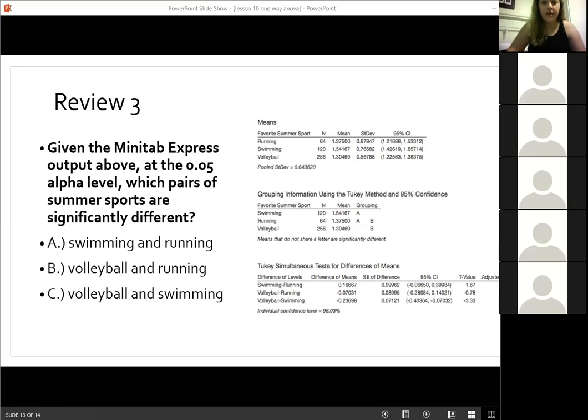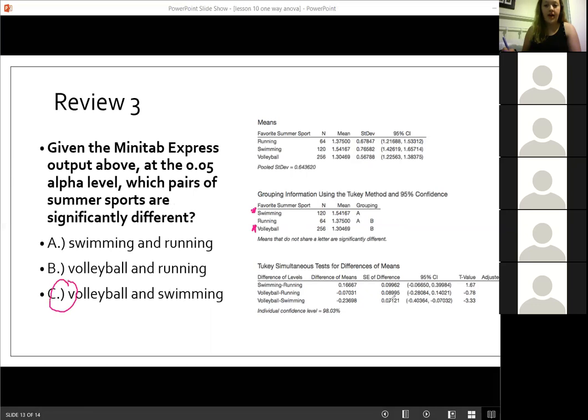Okay, good job. So our answer here is C. You guys are doing great, as always. In this case, we're talking about them being significantly different. So where do you see that here? Swimming and volleyball don't share a grouping letter. The rest of them do share something: running and swimming share a grouping letter, running and volleyball share one, but swimming and volleyball are the two that do not share a grouping letter. So that's talking about them being different.